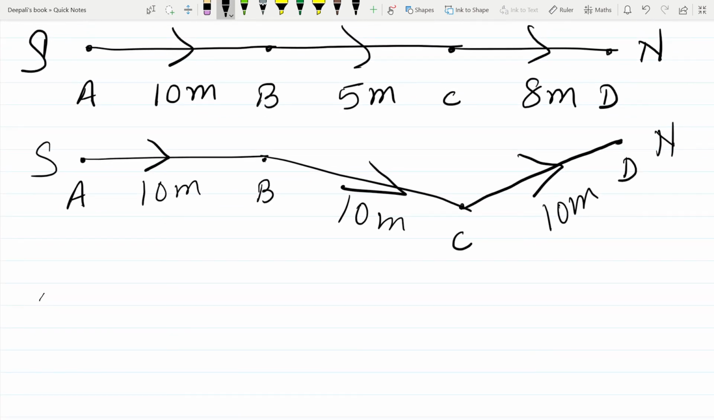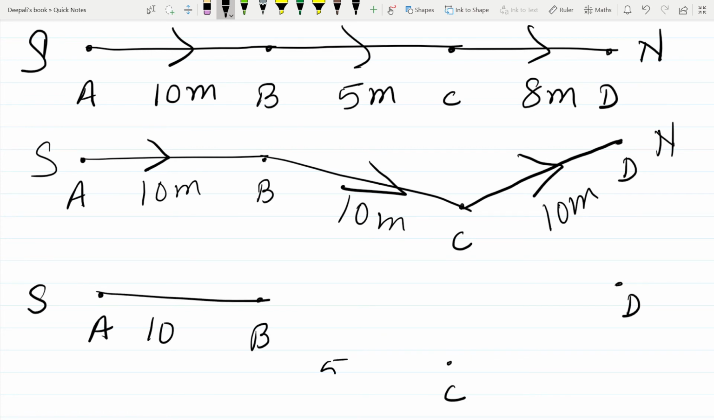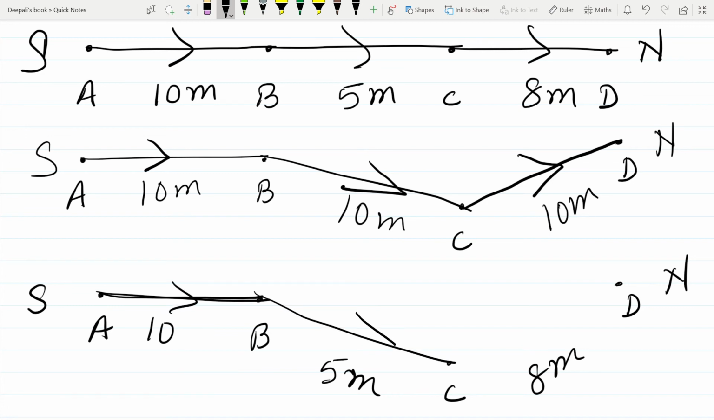Case 3, again the object is moving from A to B to C to D. This is 10 meters, 5 meters, 8 meters. Then object is moving from A to B, B to C, the direction and the distance both are changing. And from C to D, again the direction is changing. So we can say that this is non-uniform motion.